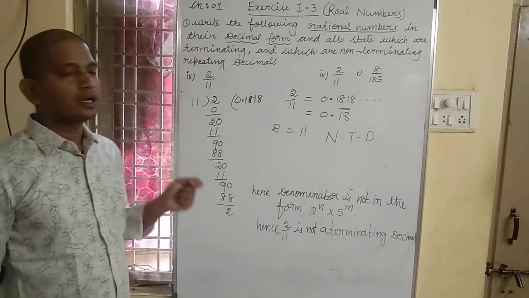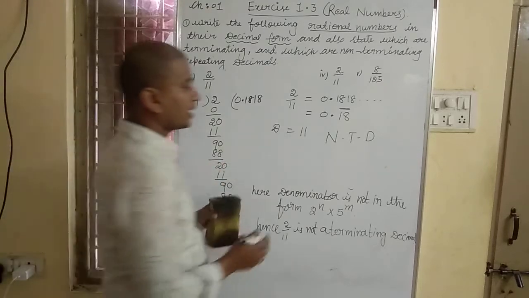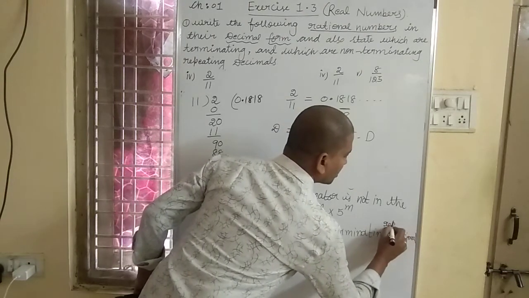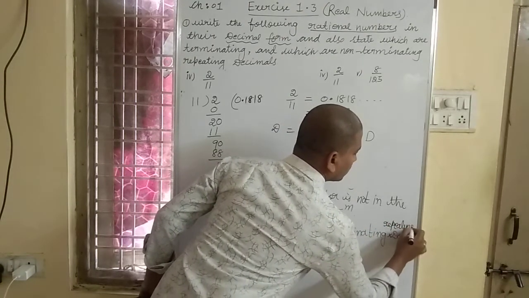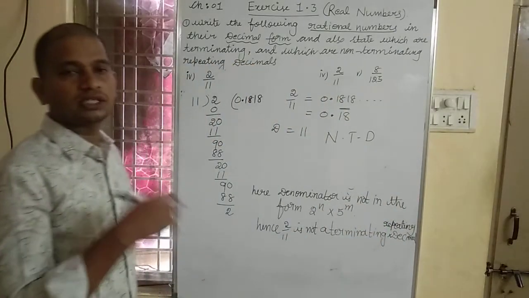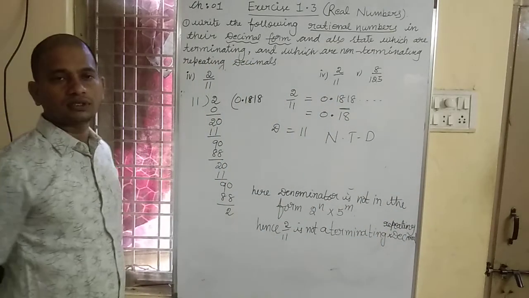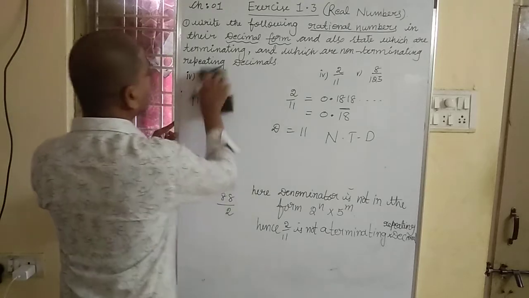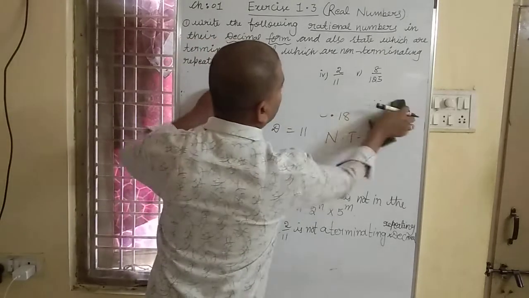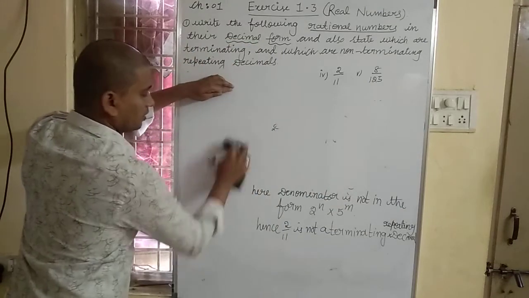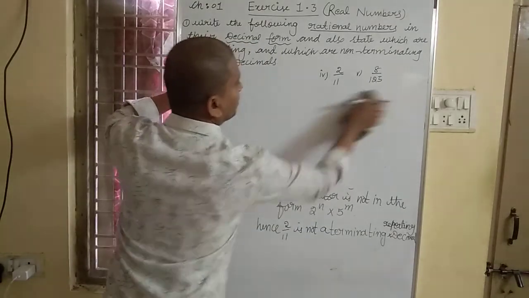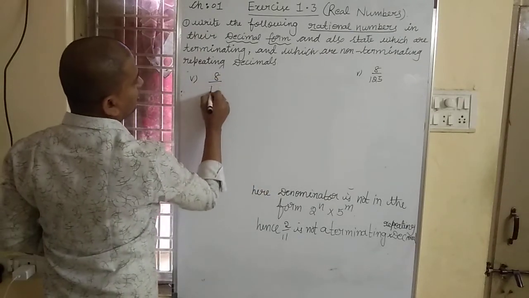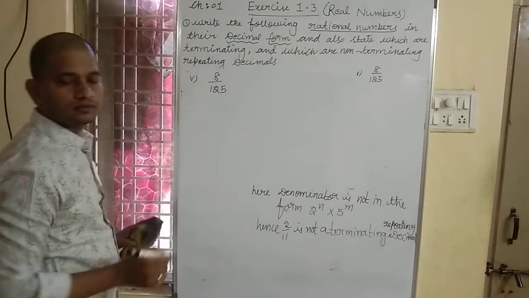2 by 11 is a non-terminating repeating decimal. I can also write non-terminating repeating decimal, because 18 is repeating several times. So the last one is 8 by 125. Last question, 8 by 125.